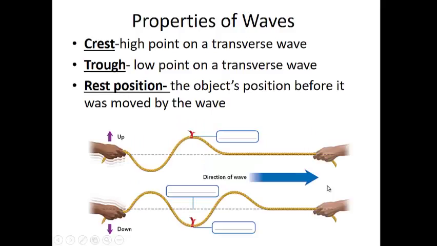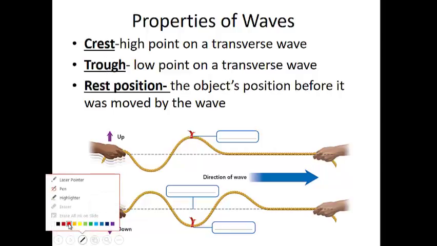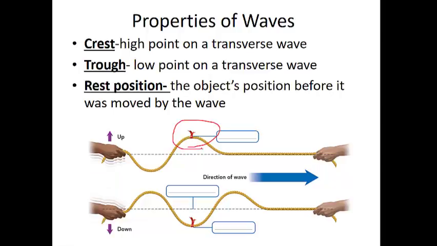So there are some properties of waves that we need to talk about. When we're talking about a transverse wave, transverse waves have crests and they have troughs. So a crest is the highest point on a wave. So this would be a crest, and a trough is the lowest point in a wave. So that would be the trough.